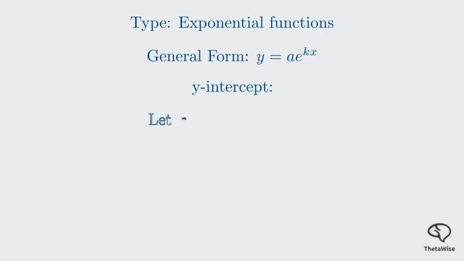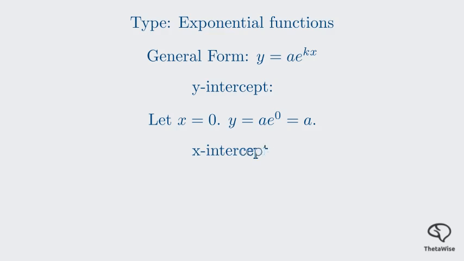Let's now turn our attention to transcendental functions, starting with exponentials. Exponential functions are crucial in many fields, from finance to physics. A common form you'll encounter is y equals a times e to the power of kx. Here, e is Euler's number, an important mathematical constant. Let's look at the key features to sketch this. First, the y-intercept. When x is 0, e to the power of 0 is 1. So y equals a times 1, which means the y-intercept is a.